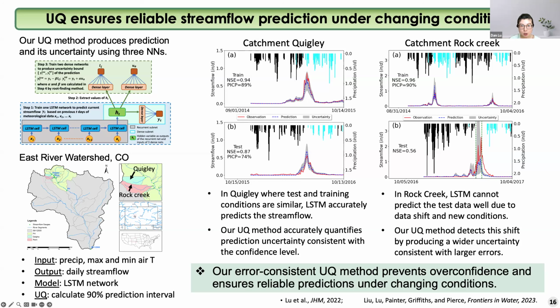And this error-consistent UQ approach is particularly valuable when machine learning models are used to predict future conditions or regions without ground truth data. And then by acting as an error indicator, this uncertainty estimate helps prevent overconfidence in the predictions and ensures their reliability under changing conditions. Additionally, the quantified uncertainty can guide the data collection and the model refinement to improve the prediction, and where we need to spend more effort to collect the data or refine the model to reduce the uncertainty.